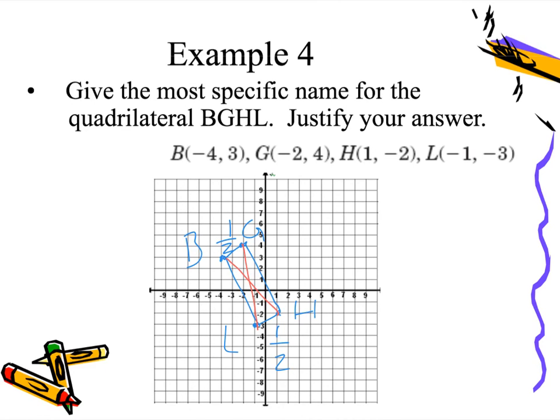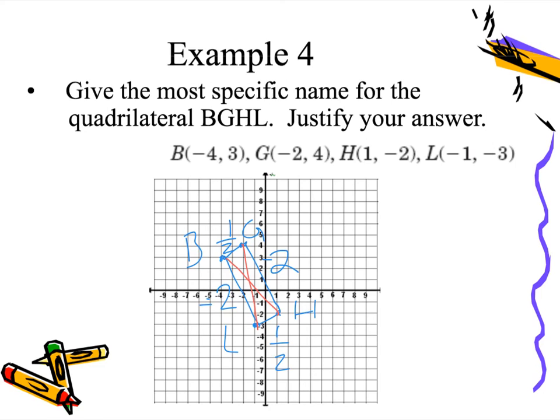Let's see about GH and BL. GH, I would go up, it looks like 6, and over to the left 3. So 6 over 3 is 2, but it is negative, right? Up 6 and to the left 3, left being negative, so negative 2. And then we have from L to B, we're going up 6 and to the left 3, so that means it's negative 2 when simplified as well. So my slopes on my opposite sides are the same, which means that we have opposite sides parallel. So it's a parallelogram. But could we be more specific?